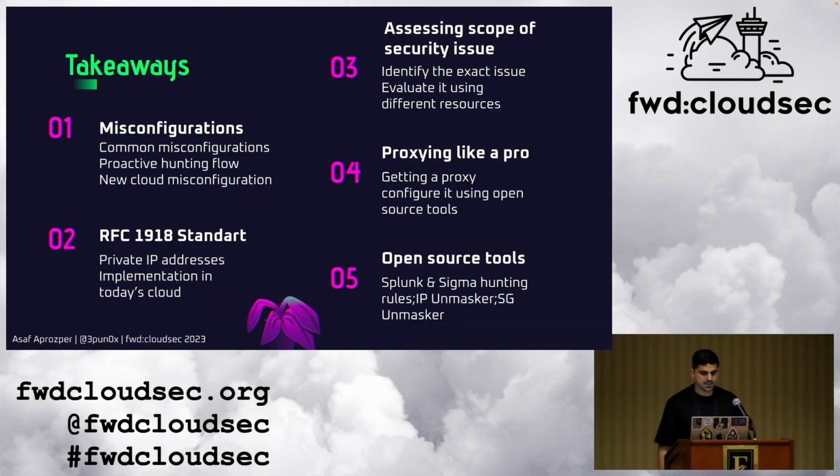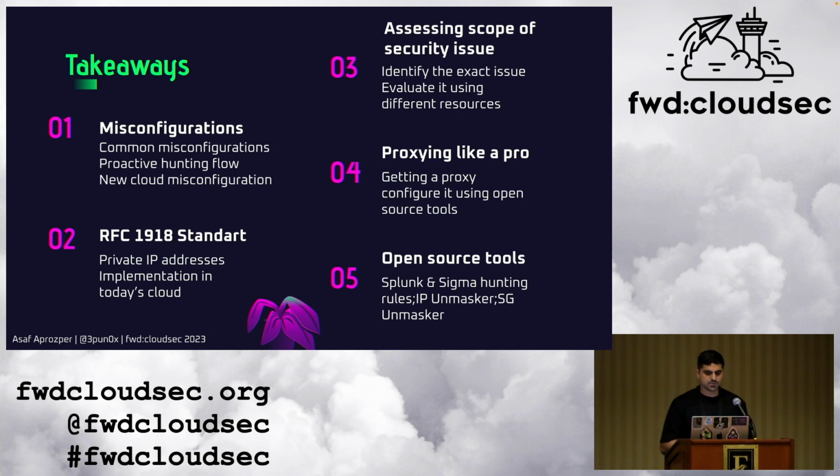Let's take a look at what we'll be diving into. First, we'll take a look at misconfigurations, which are often a major source of security issues. We'll discuss common misconfigurations, the process of proactive threat hunting, and we'll introduce a new kind of misconfiguration that's affecting all cloud environments. Next, we'll be taking a trip back in time with the RFC standard, which defines private IP addresses, and we'll look at how it applies in today's cloud infrastructure.